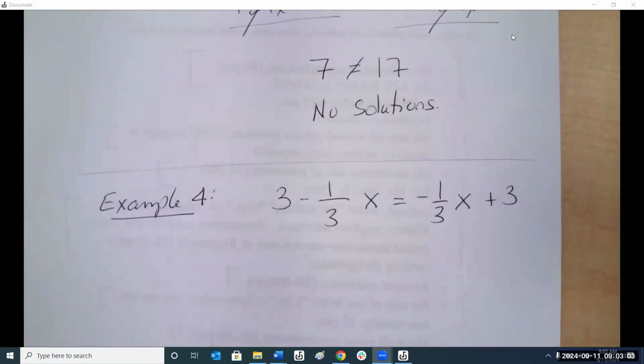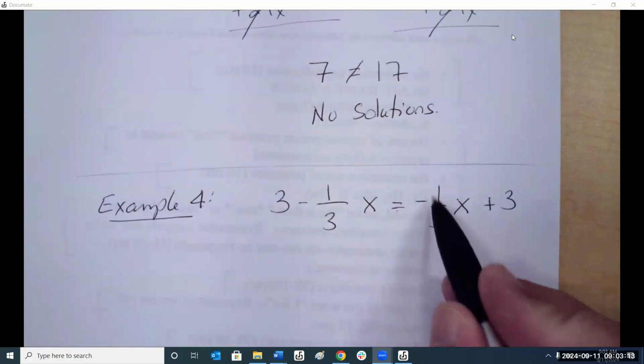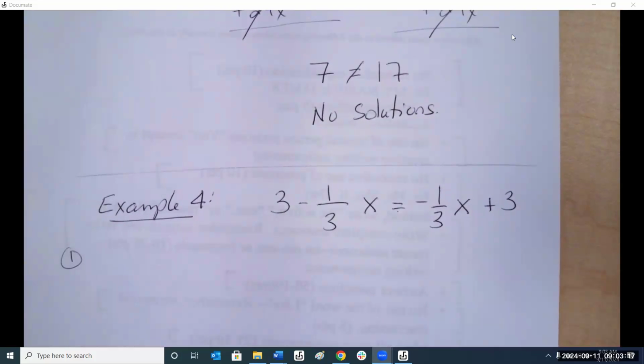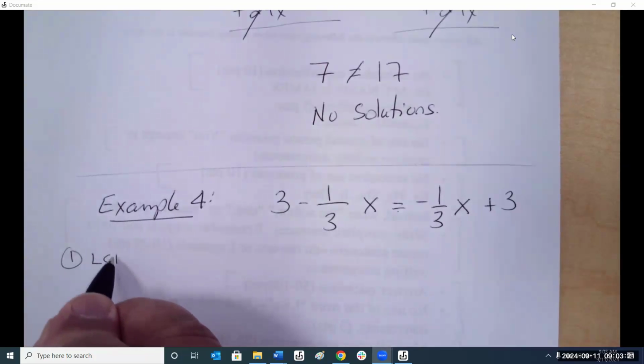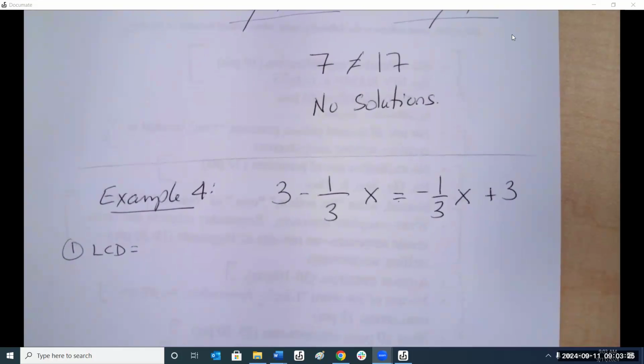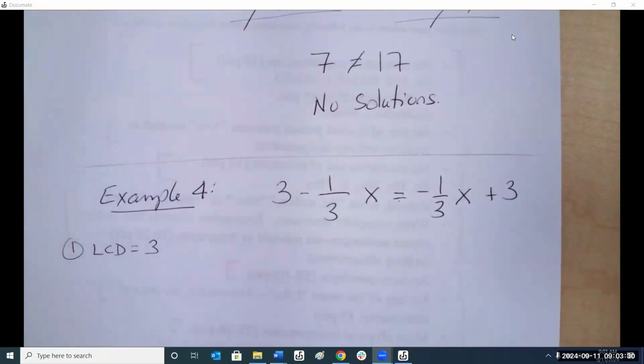I know what you're going to say. Let's add 1/3 x to both sides. But let's follow the procedures that we talked about for future reference. We have an equal sign. We have a fraction. So what are the 5 steps to get rid of the fractions? Find the LCD. What's the LCD in this case? Yeah, it's the only denominator in this case.